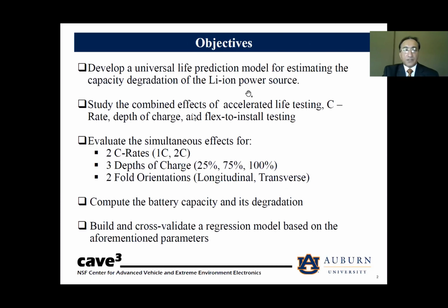We'll study the combined effects of accelerated life testing, the impact of using various C-rates, the impact of the depth of charge, and flex to install or dynamic flexing.